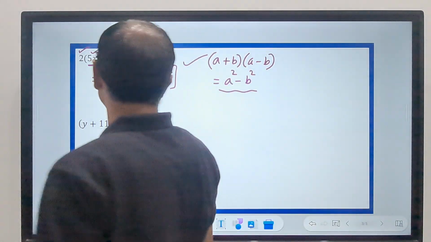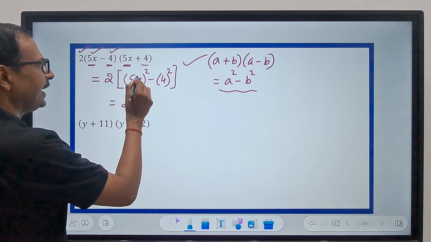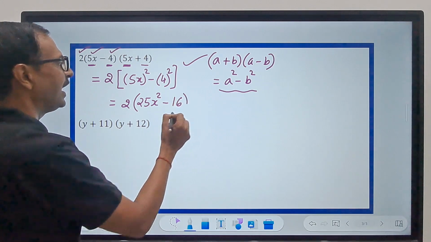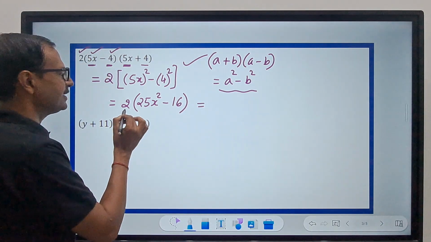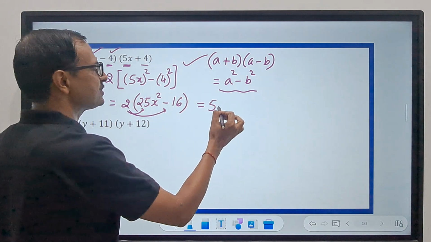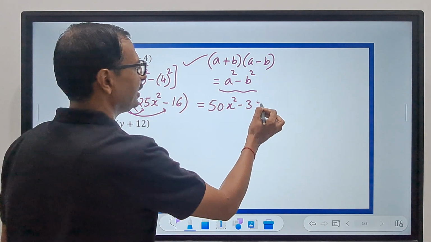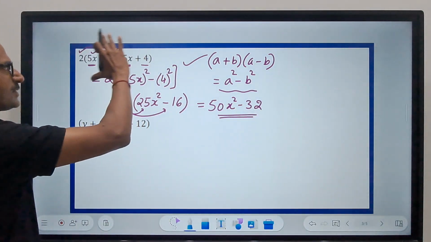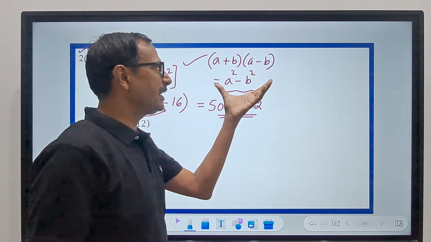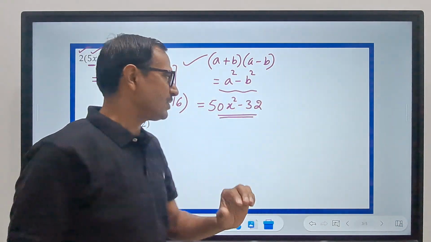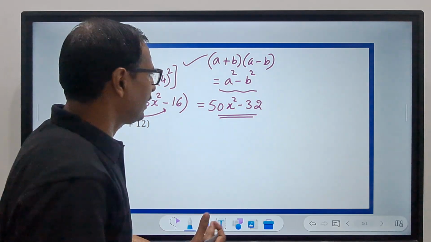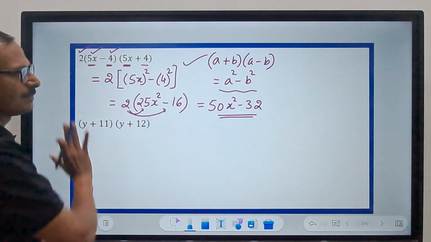Now 5 square is actually 25 and x has a square, x square, minus 4 square is 16. I can leave the answer here, or I can multiply this 2 also inside, which gives me the simplified version of the answer, which is 50x square minus 32. Here we go, the simplified version of this factor form. The question was in factor form, and so I simplified it using an algebraic identity and I got an expression. So 50x square minus 32 is the result of simplification of this.